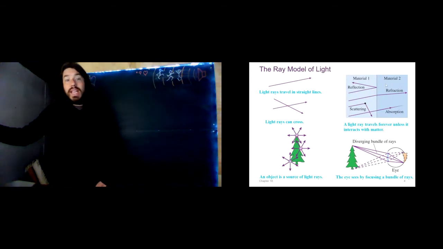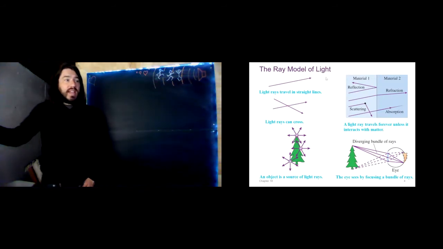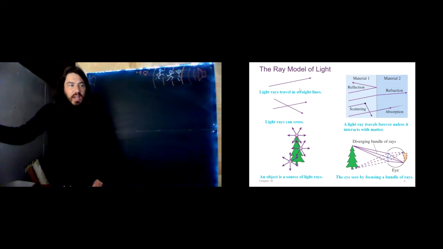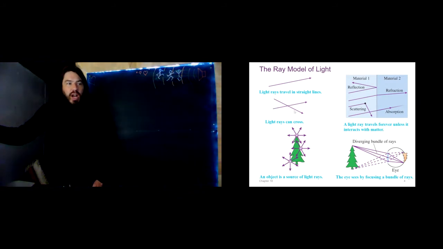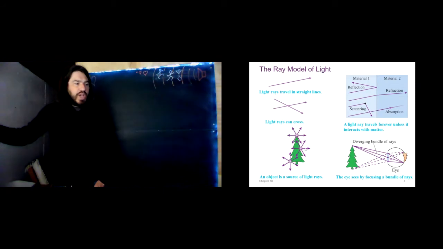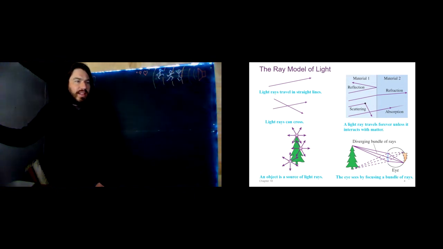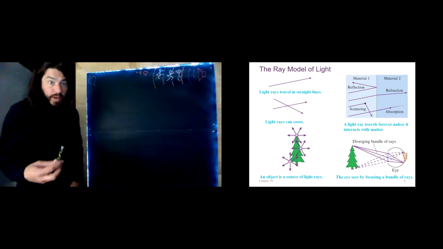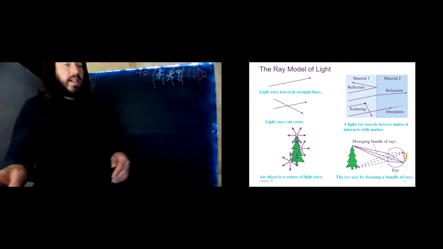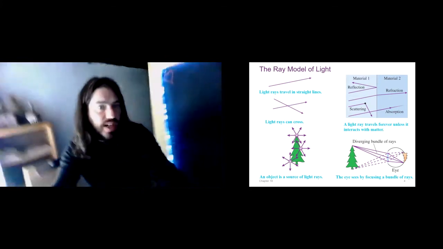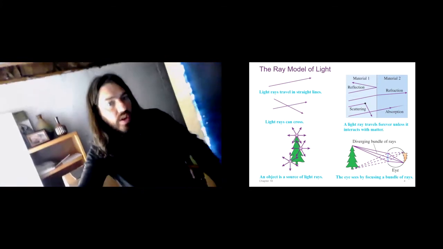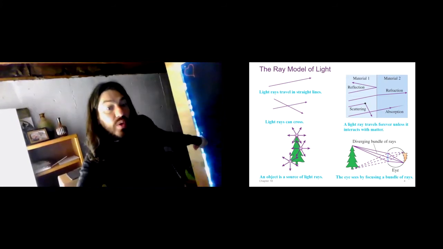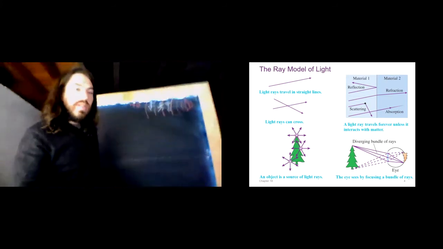So, what is the ray model of light? Well, we say that light rays travel in straight lines. Light rays can cross. An object is a source of light rays. And so any light rays come from some object, right? So where are the light rays? Here, of course, my laser pointer is a pretty good source of light rays. In my blackboard here, I've got some Christmas lights in here, and each one of those is a source of light rays.